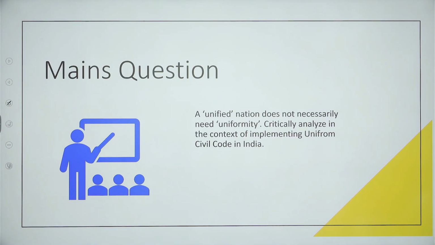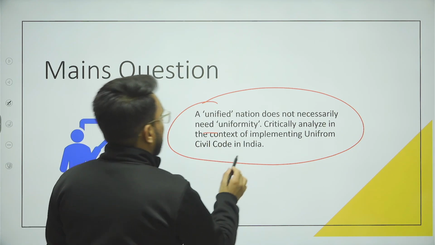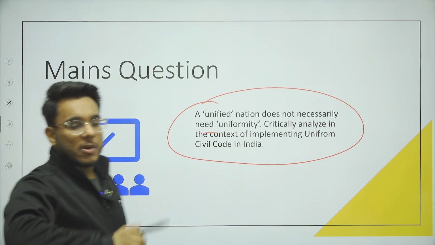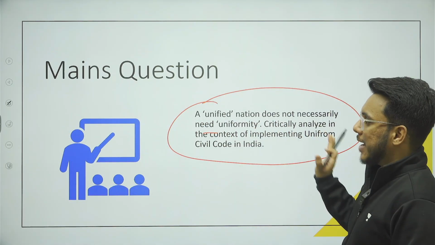Now, the main question: a unified nation does not necessarily need uniformity. Critically analyze in the context of implementing the Uniform Civil Code. So this will be a 10-marker question for our GS Paper 2. Fine, you can try attempting it.